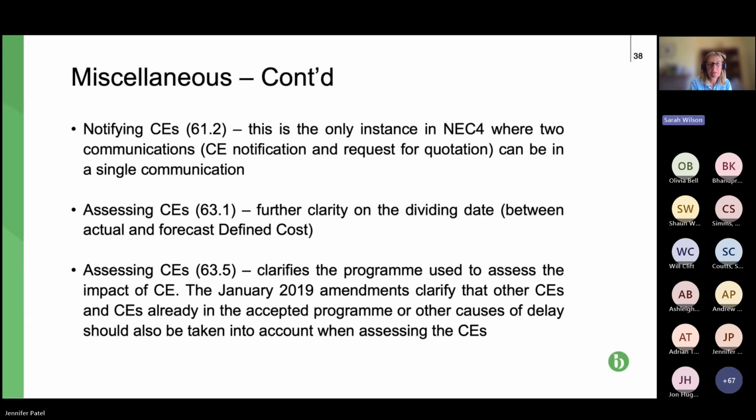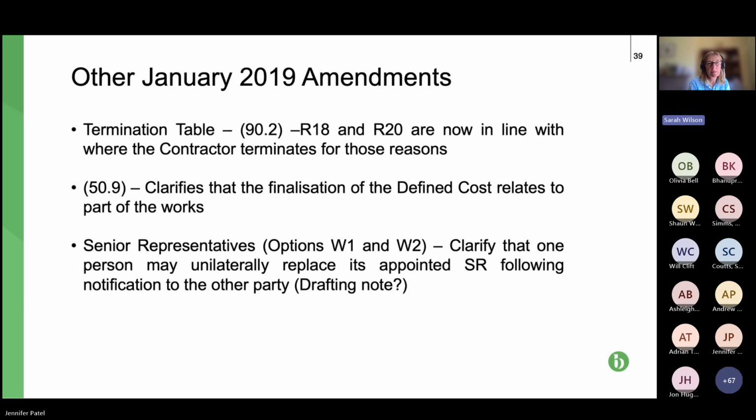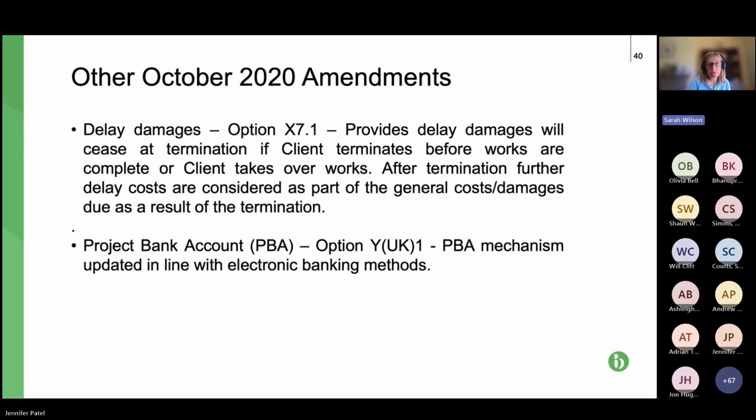Yeah, I think we can skim over that, Jen, and move to the next slide. Yeah, so the January amendments, they're not significant. So I'm just going to leave those. If we can move on to the next one, which are the October amendments.